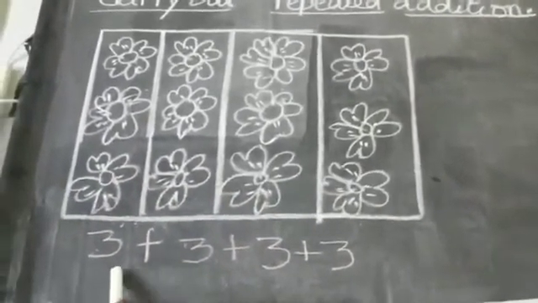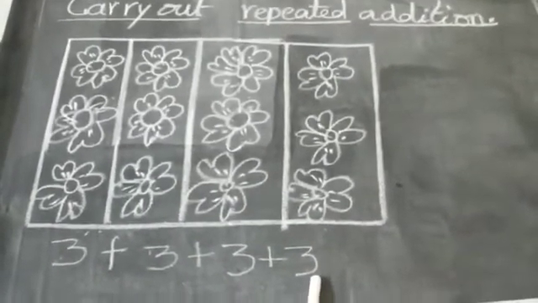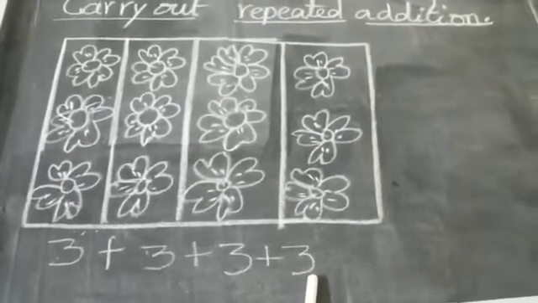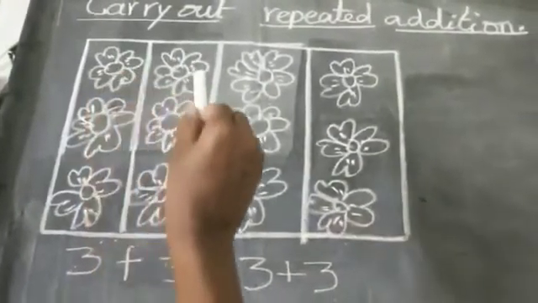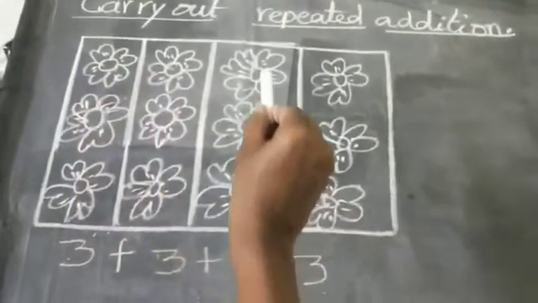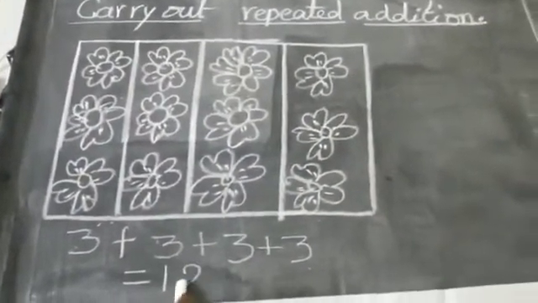That means adding the same number again and again is called repeated addition. Now tell me children, how many flowers are there in all? 1, 2, 3, 4, 5, 6, 7, 8, 9, 10, 11, 12. There are 12 flowers in all. Now open your textbook page number 84. Repeated addition. Tell me children, what is repeated addition? Adding the same number again and again is called repeated addition.